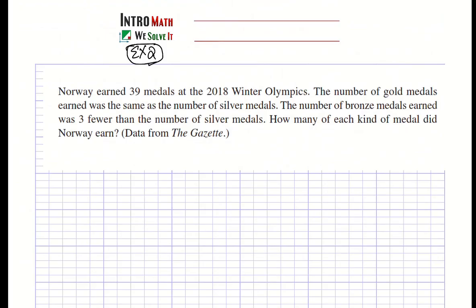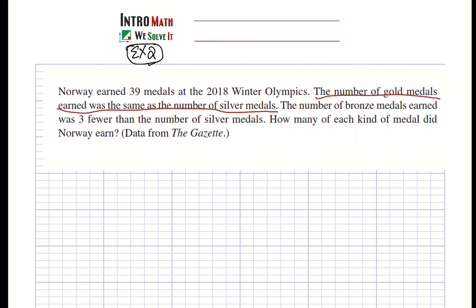Alright, folks. This is the second example. Notice we're dealing with medals. It's all about Olympics and medals. It says Norway earned 39 medals at the 2018 Winter Olympics. The number of gold medals earned was the same as the number of silver medals. That's your cue right there. See that sentence right there?